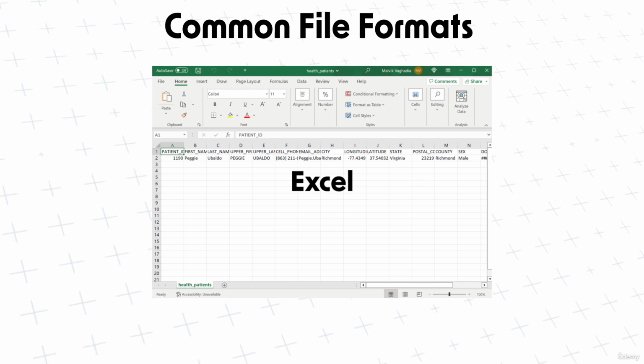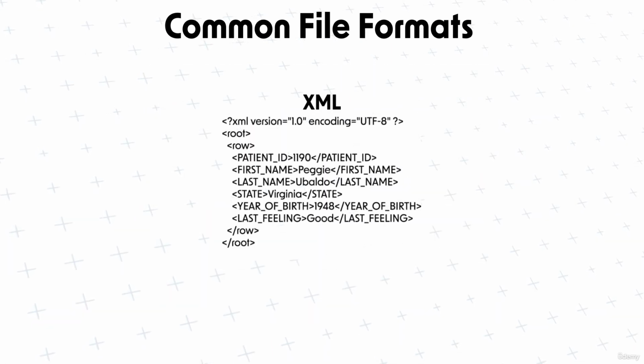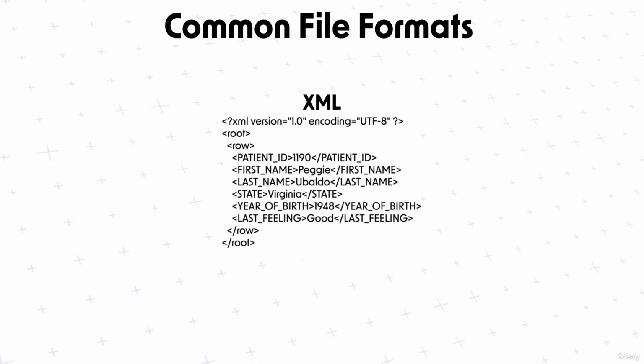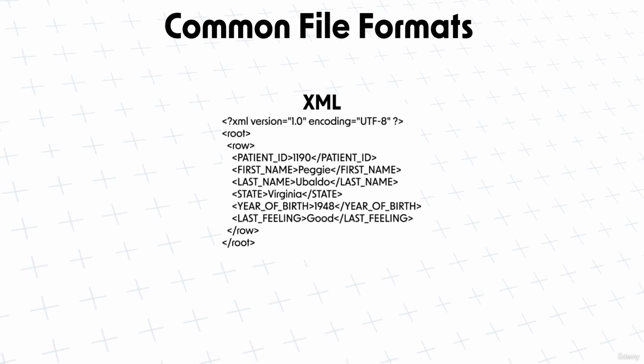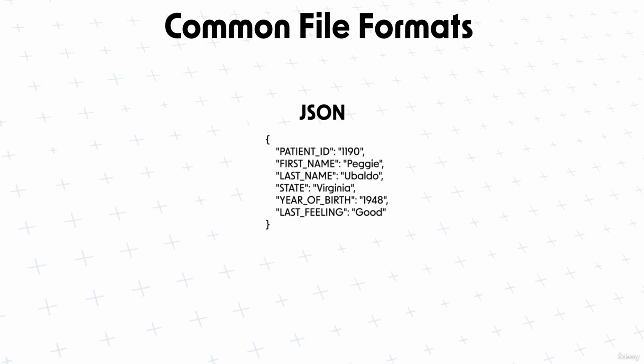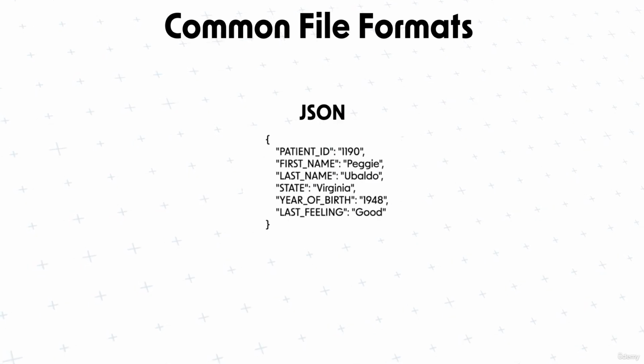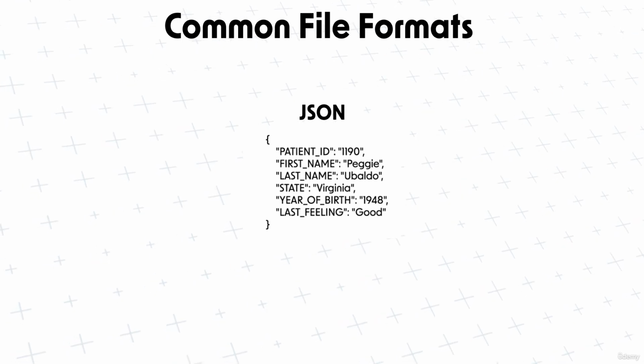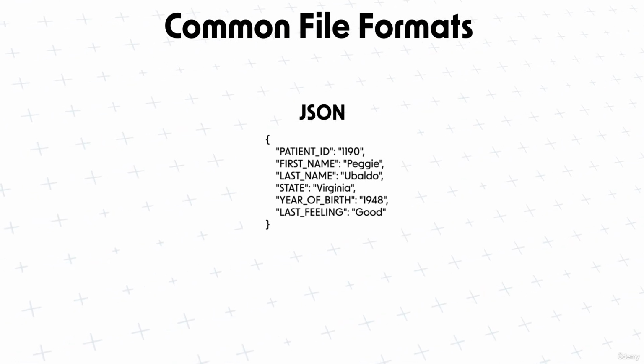familiar with it. There's XML, which is a markup language that's used to encode documents in a format that's both human readable and machine readable. You also have JSON, which stands for JavaScript Object Notation. This is a lightweight data interchange format that's easy for humans to read and write. It's easy for machines to parse and generate as well.